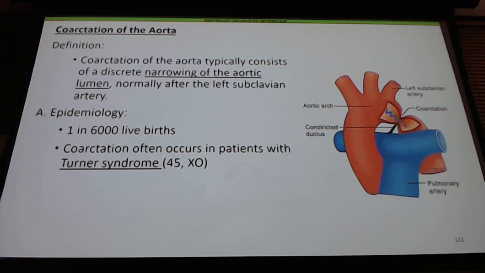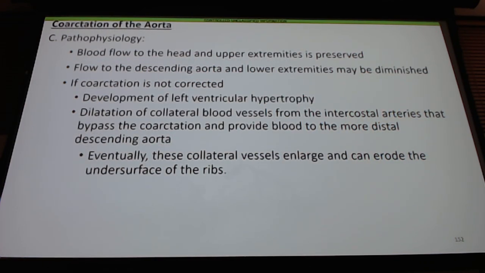Then we moved on, we talked about coarctation of the aorta. And we talked about how this is associated with Turner syndrome, so that 45XO condition. This can lead to normal blood flow to the upper body, upper extremities. However, the blood flow going to the lower body, lower extremities can be impacted to the point where there could be minimal to no blood going down there.